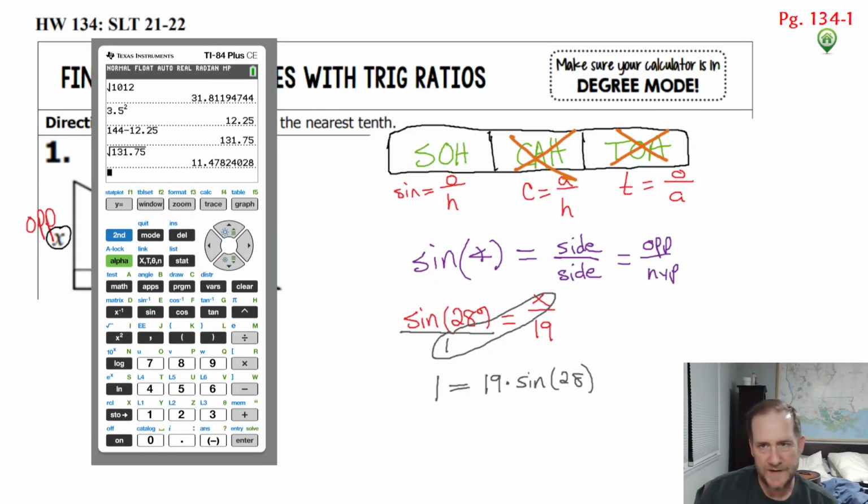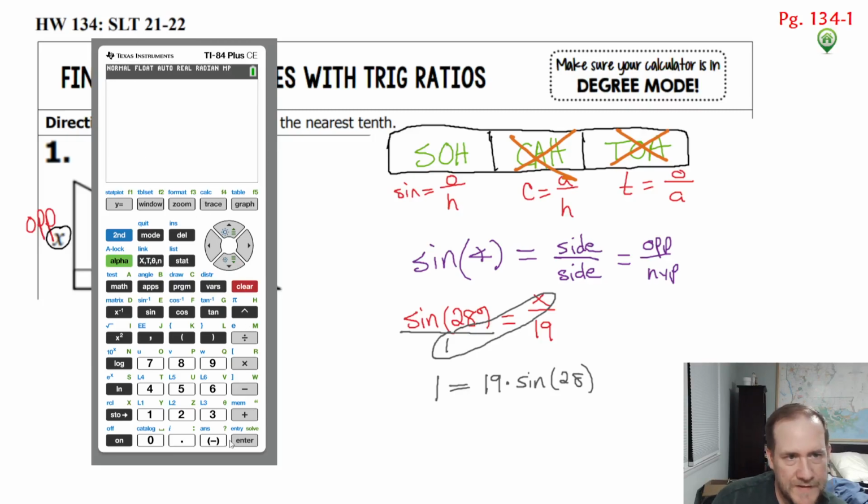Again, if you have one of these more expensive graphing calculators, then you can type in exactly the way this looks. You can type in 19 times the sine of 28. Just hit sine 28.